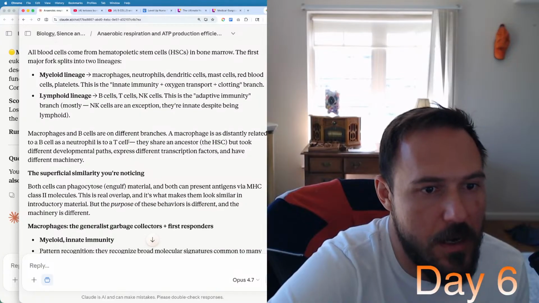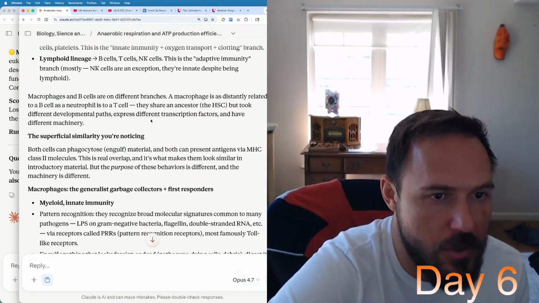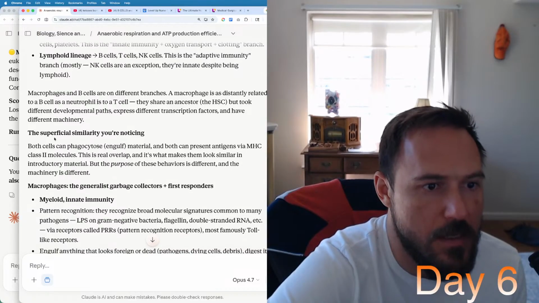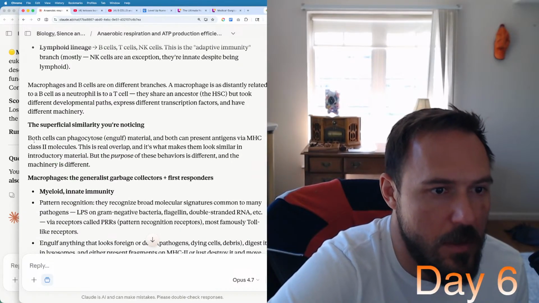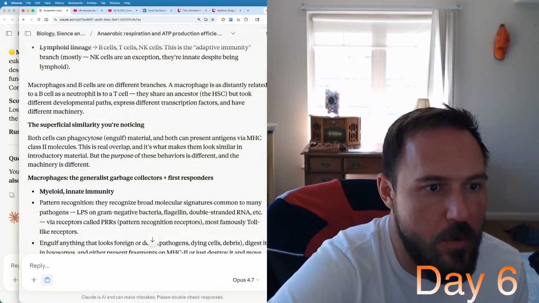Macrophages and B cells are different branches. Okay, I got it, the branches are different. They share an ancestor. The specific similarity you are noticing: both engulf. Both cells can phagocytose.